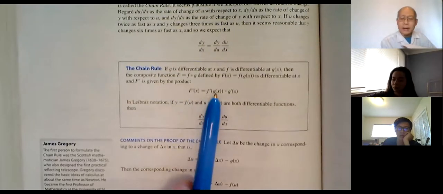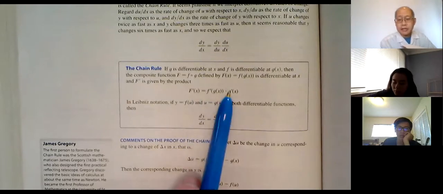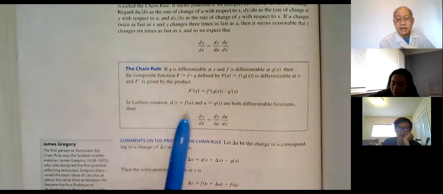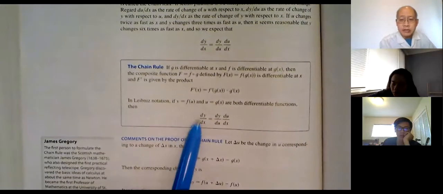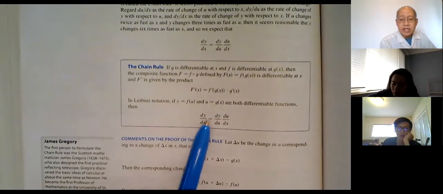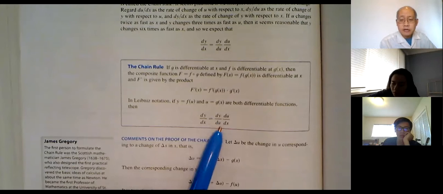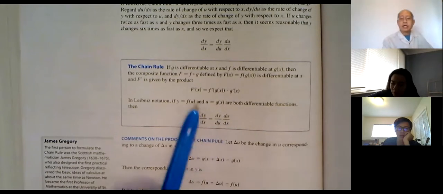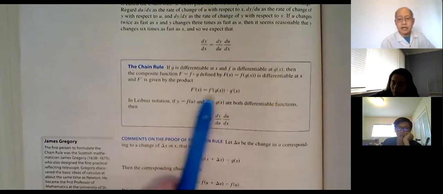Now, if you understood absolutely nothing of what I was saying, that's okay. I'm supposed to at least say it. When you have the Leibniz notation, dy/dx is dy/du times du/dx. That's the chain rule. It kind of looks like you can cancel the du's. Most of the time, though, we'll be looking at it like this.